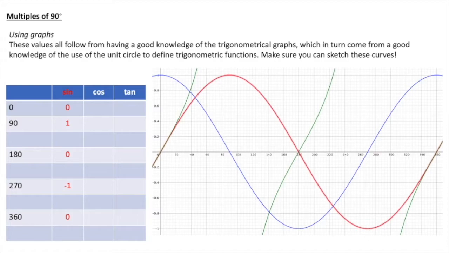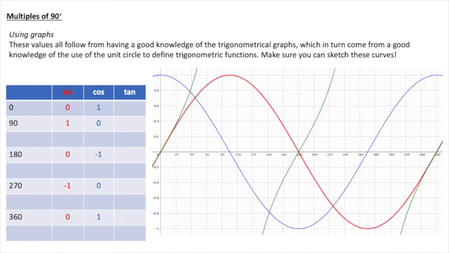If we look at sine first, sine starts when the angle is 0, sine is 0. When the angle is 90, sine has risen up to 1. By the time we get to 180, it's fallen back down to 0, carries on falling and hits -1 at 270 degrees, and then is back to 0 at 360.